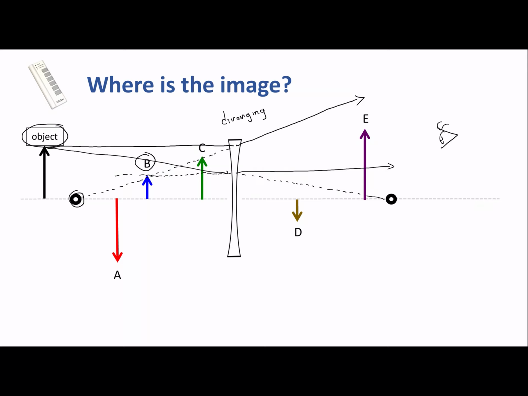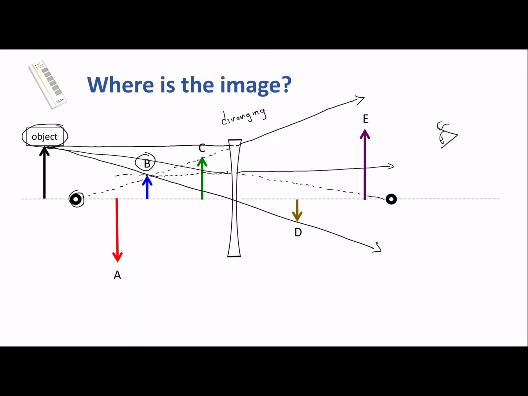But let me do our last ray, which is through the center of the lens, doesn't get deflected or refracted at all. There we are. That's actually the nicest, easiest one to draw. All three tell us that B is the image of this object.